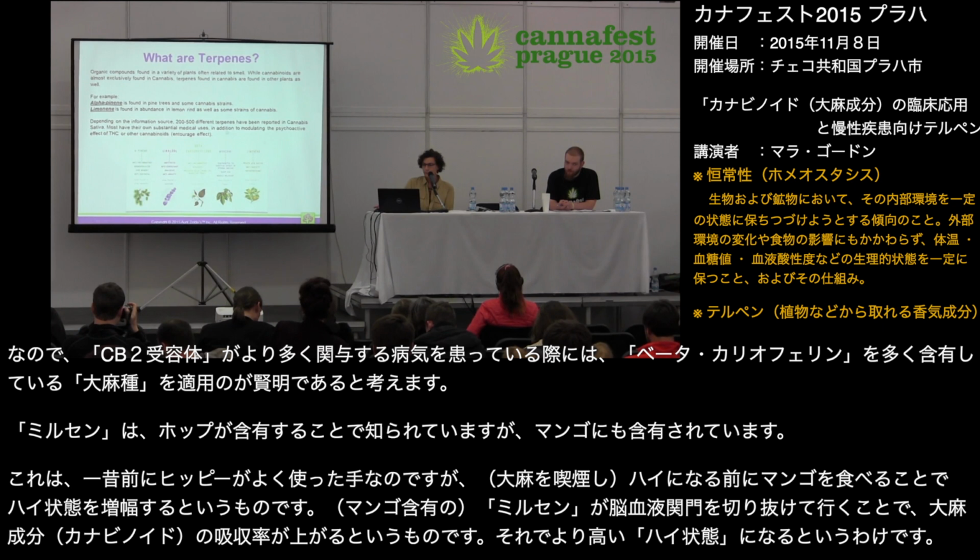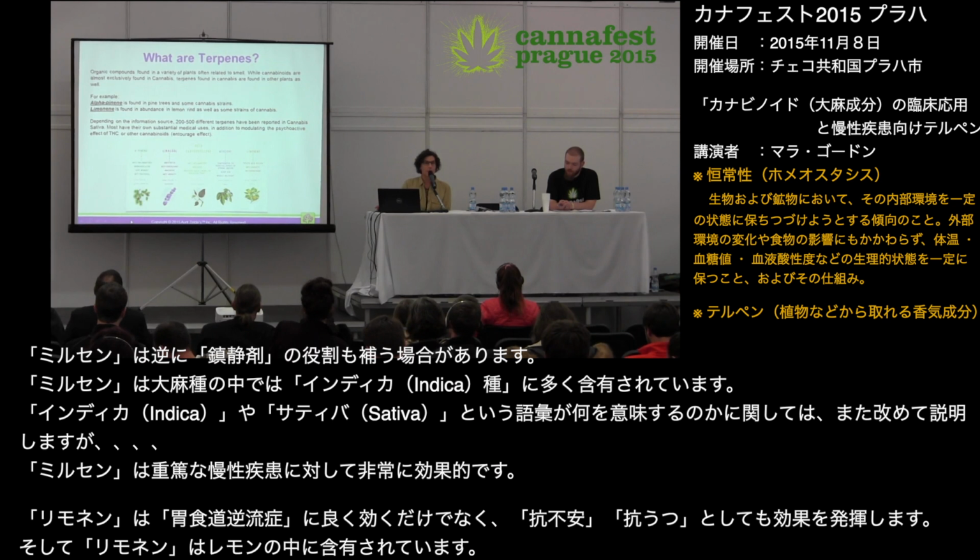Now, myrcene is found very often in hops, but it's also found in mangoes. There's an old hippie trick of eating a mango before you get high to increase it. Well, what's really happening is the myrcene cuts through the blood-brain barrier and makes you have a higher uptake of the cannabinoids, which is why it makes you higher. But it also has a very much of a sedative effect as well.